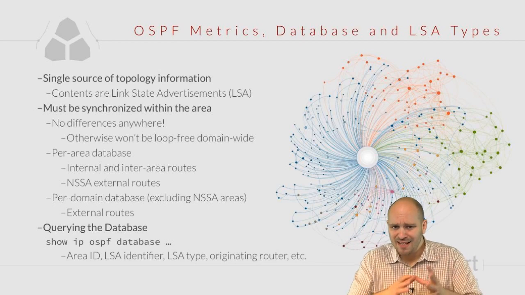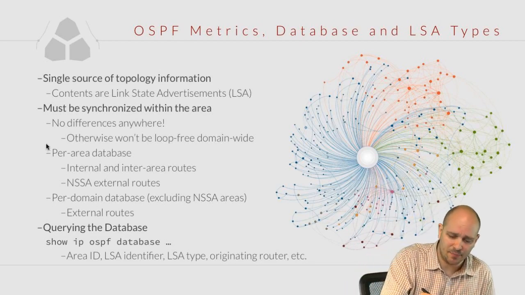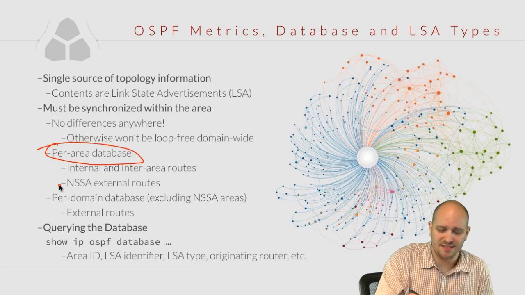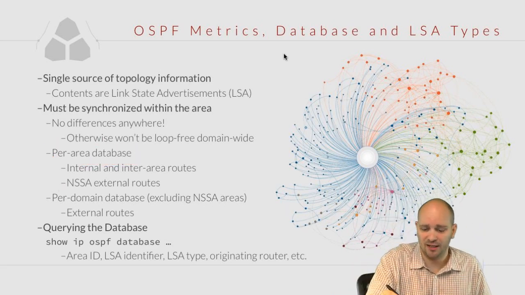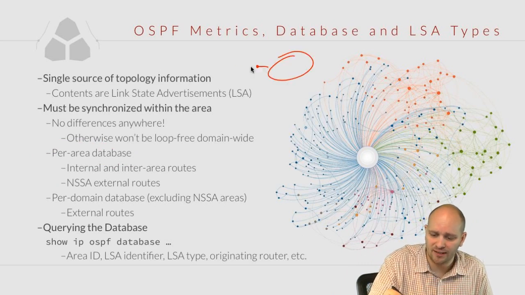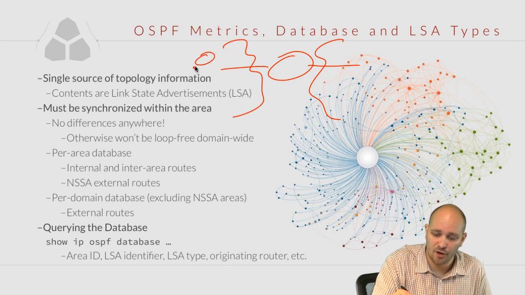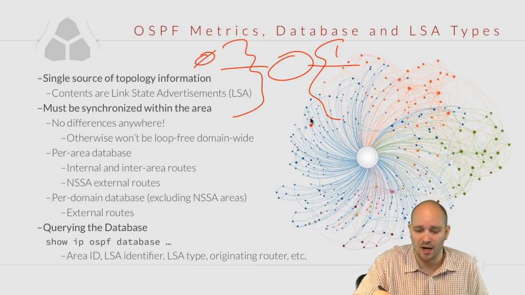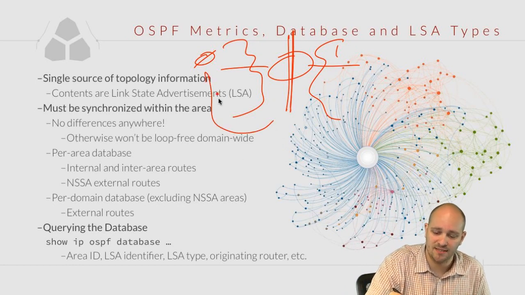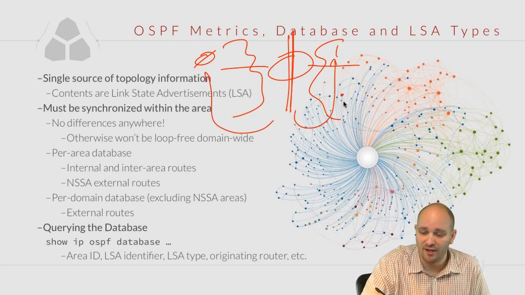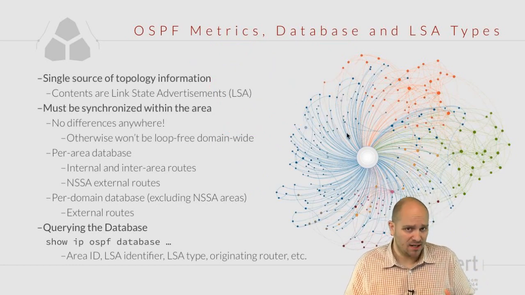So I did talk briefly about these per area databases. Now, per area databases are databases that are kept inside the area. So as I said, if we had a router that had connections to multiple areas, so let's say that this was here area 0 and this here was area 1, this router would actually have two databases. It would have the database in area 0 and would have the database in area 1 there.